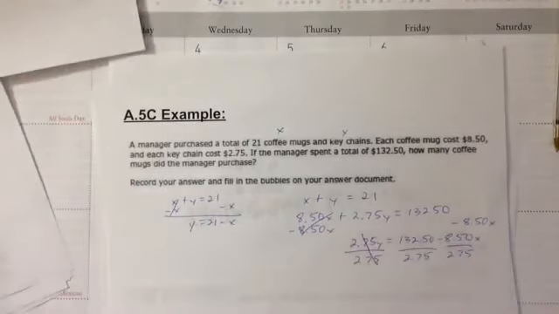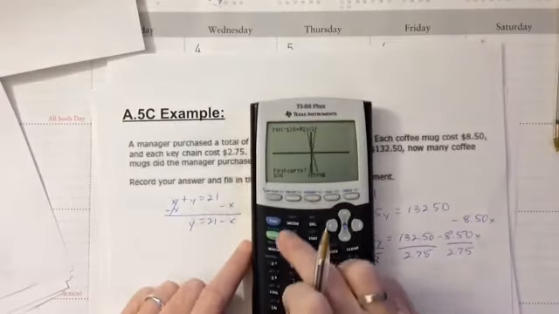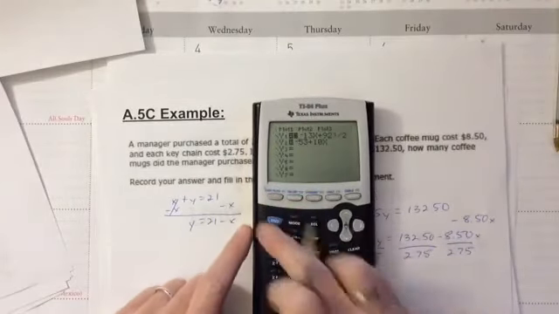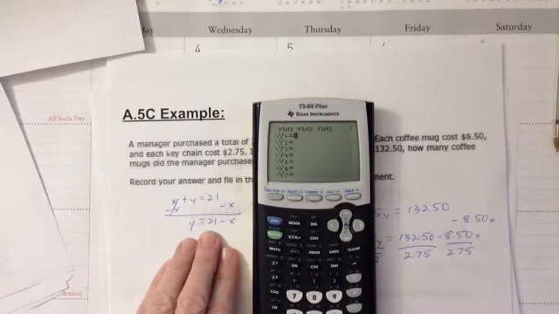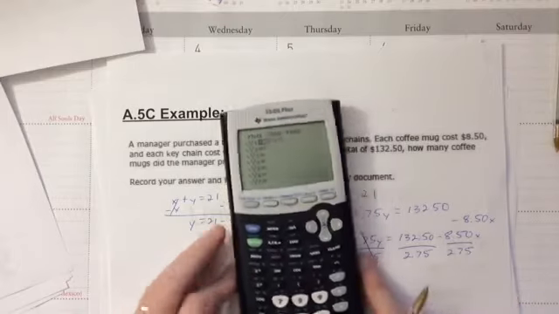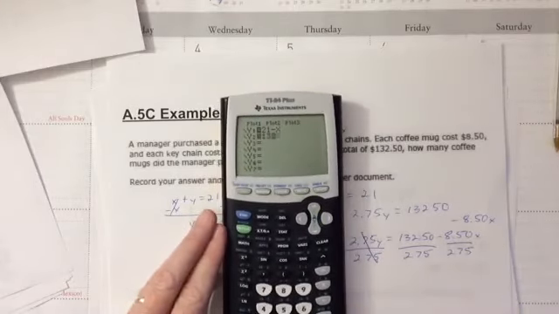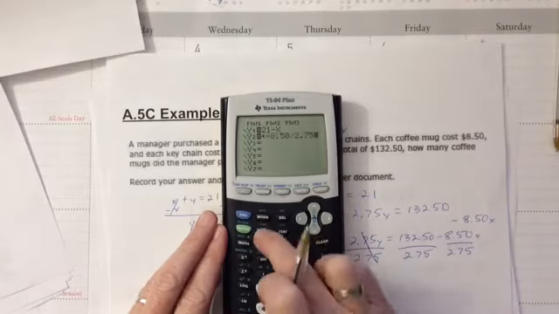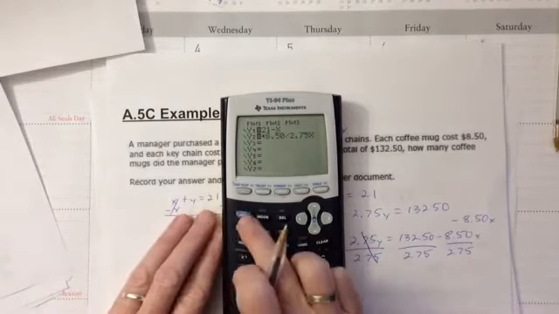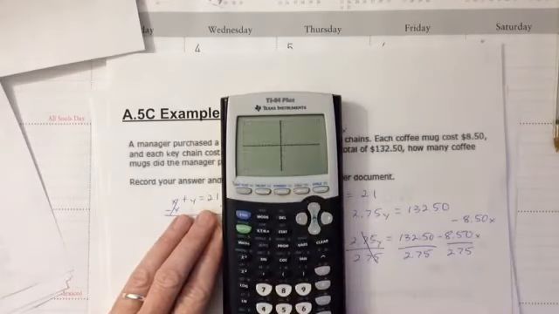So let's put it in the calculator. I'm going to turn that on. I'm going to hit y equals, well, second plus 7, 12 in case I had to do something differently. Y equals, let's put this one in. We have 21 minus x. We're going to hit enter. On this side, we have y equals 132.50 divided by 2.75 minus 8.50 divided by 2.75x. I'm going to hit second trace 5.